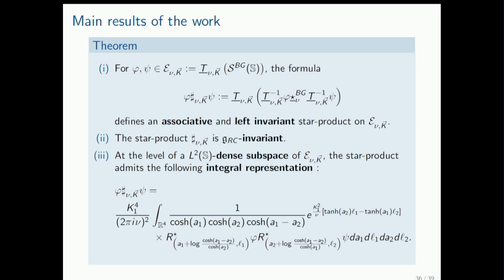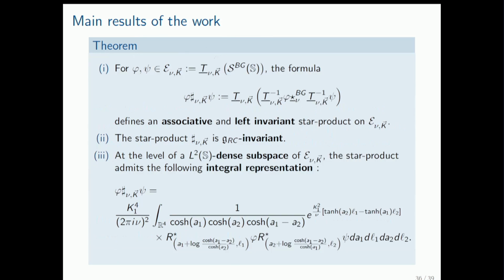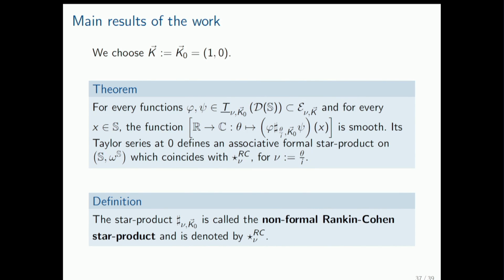on which you can apply this integral representation in order to give rise to an associative algebra. The relation between this integral representation and the Rankin-Cohen construction at the beginning is that if you consider a Taylor series of this expansion, you get precisely the Rankin-Cohen deformation defined at the beginning of the slide. So that's why we decided to call it the non-formal version of the Rankin-Cohen star product.